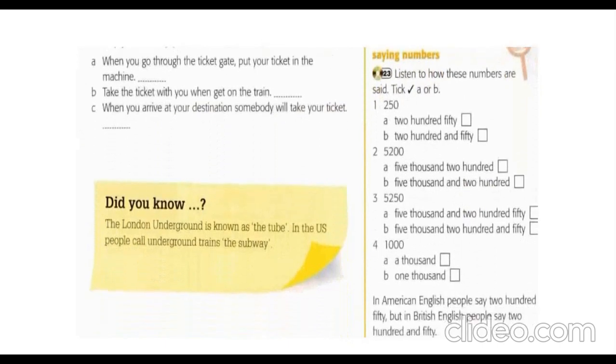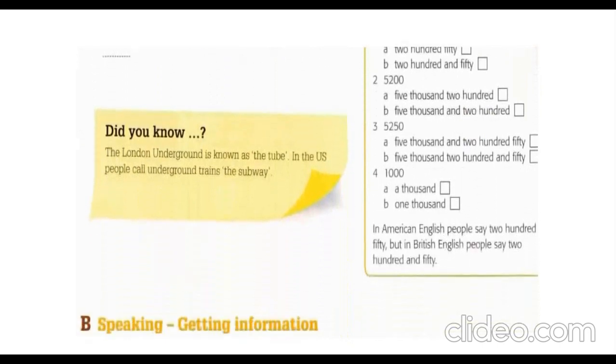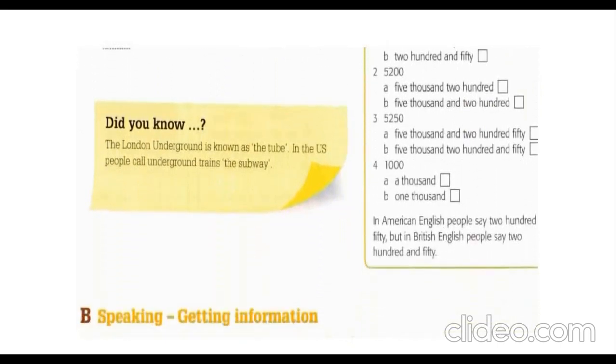Did you know? The London Underground is known as the Tube. In the US, people call the underground train the subway. That's to say, we have here two words: the tube, the subway. The tube for the UK and the subway for the US. The tube in London, the subway in the US.